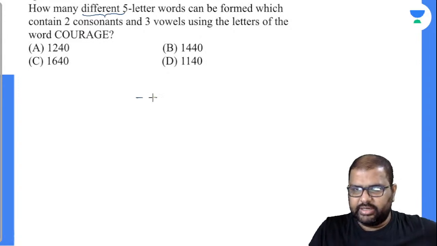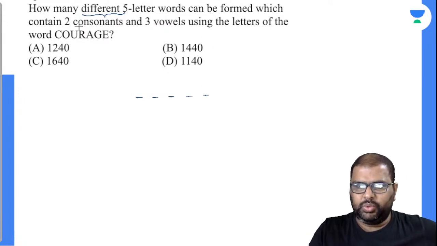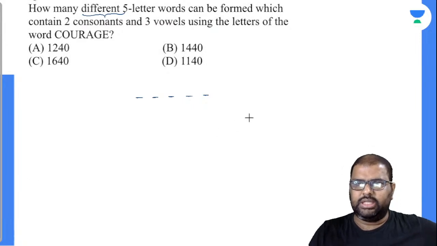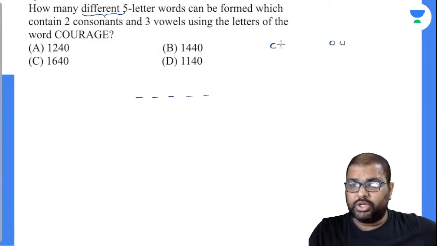How many different 5-letter words can be formed which contain 2 consonants and 3 vowels using the letters of the word COURAGE? So in COURAGE, C is a consonant, O is a vowel, U is a vowel, R is a consonant, A is a vowel, G is a consonant, and E is a vowel.